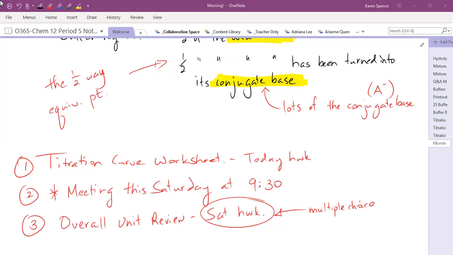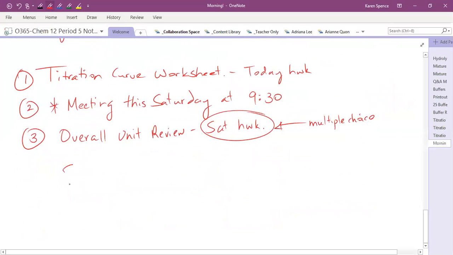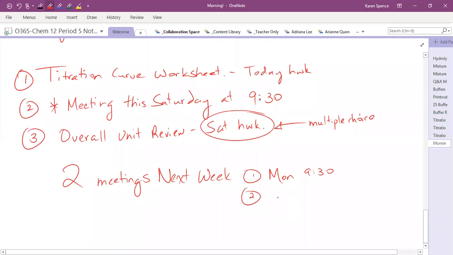If you're not comfortable typing it in, on the comments, you can always send me an email saying, hey, it's just too much, Ms. Spence. There's so much going on and whatever. I'm totally fine. Just let me know. Anyone issues with having 2 meetings next week? So to reiterate, yes, 2 meetings next week. There will be one Monday at 9:30, and there will be one Wednesday at 9:30.